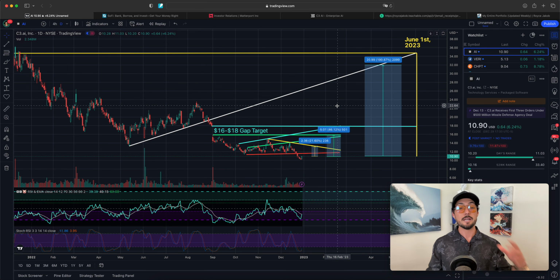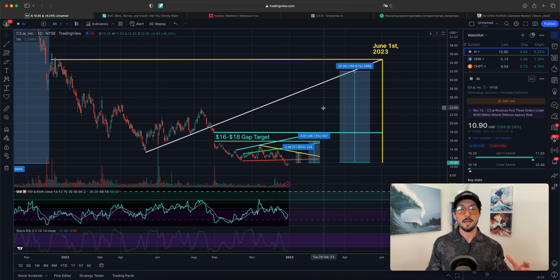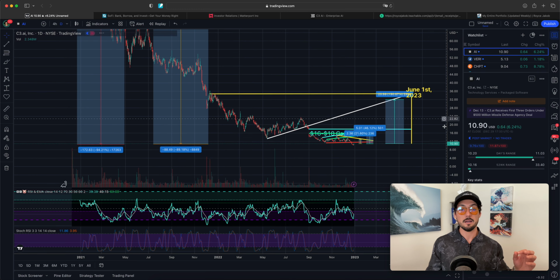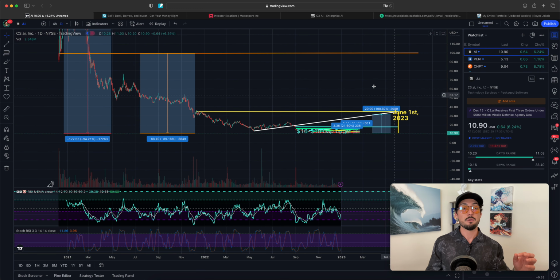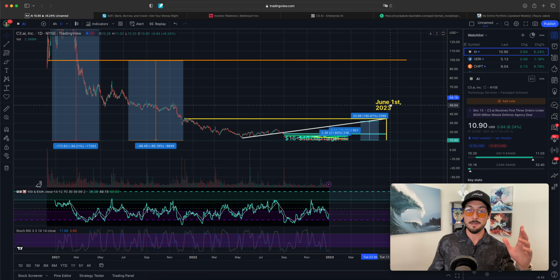But I do think it's entirely possible for C3 AI, which is currently down nearly 90% from its all-time high. No, I'm sorry, nearly 90% from its IPO price of $100. This is the craziest one, you guys. And this is why I think this has almost the most upside potential of the three.